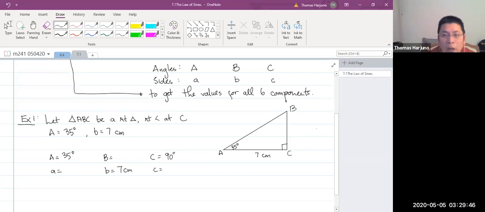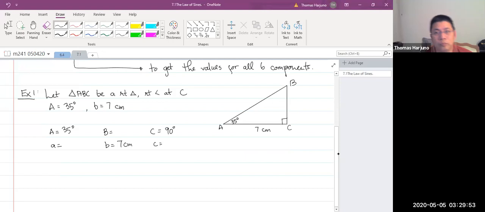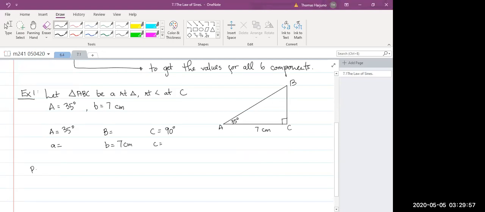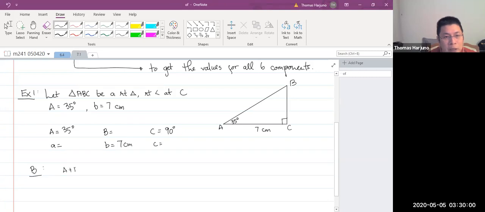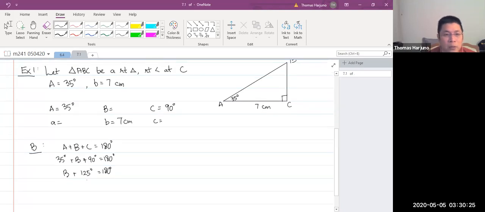Okay, now then, which do you think is something we can compute right away? Easy. Angle B, right? Now angle B, A plus B plus C should be 180 degrees, right? 35 degrees plus B plus 90 degrees is 180 degrees. So B plus 125 degrees equals 180 degrees. So B equals, subtract 125, that's 55 degrees. Okay, so I put that in, B is 55 degrees.